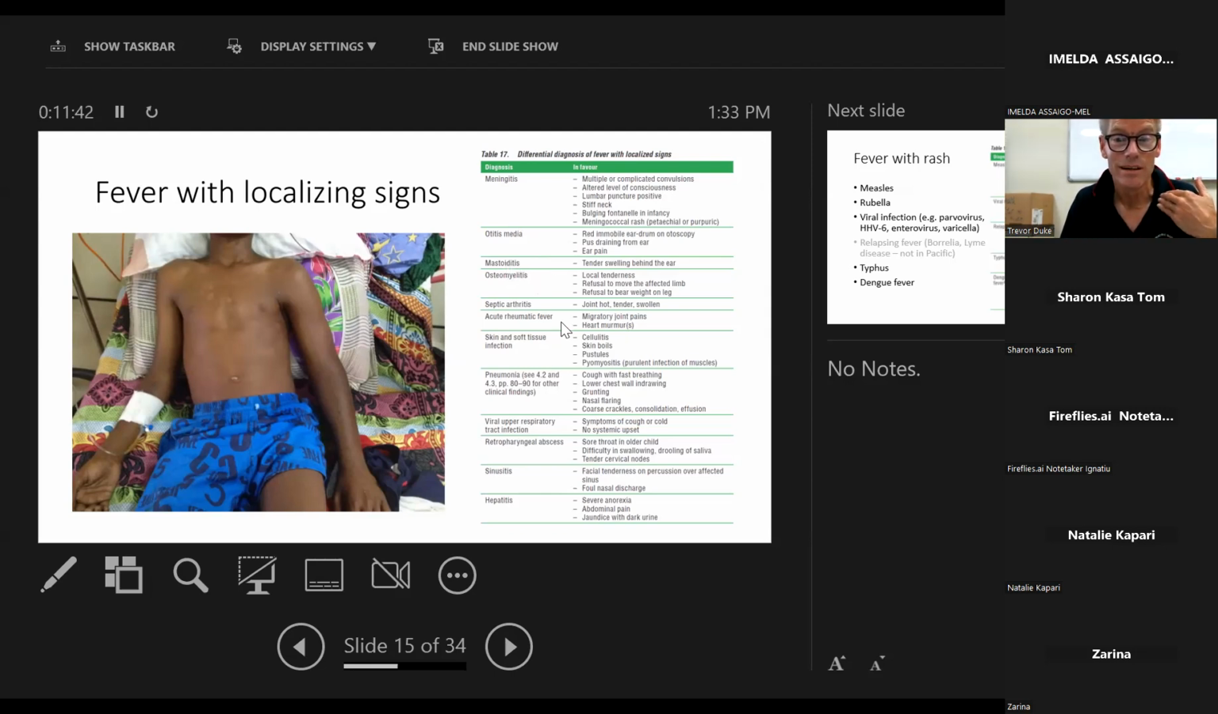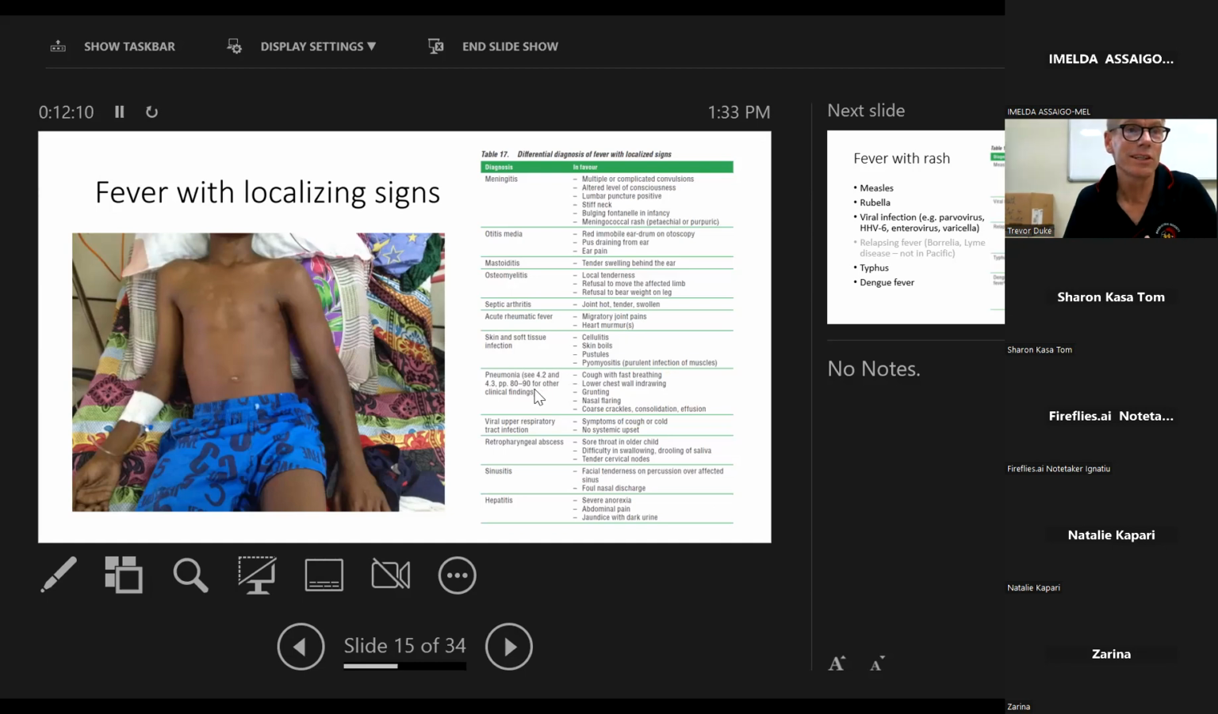Osteomyelitis we've talked about. Acute rheumatic fever can be fever that goes beyond 7 days, or it can be fever with a localizing sign, being what? With rheumatic fever, they get joint pains, don't they? And it's a special sort of joint pain. It's like a migratory polyarthritis, isn't it? Yeah. And then the skin and soft tissue infections, they're localizing.